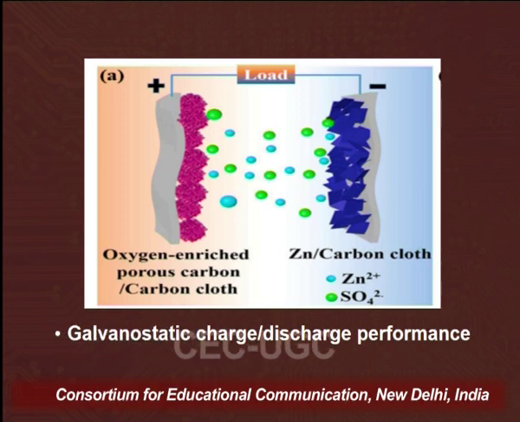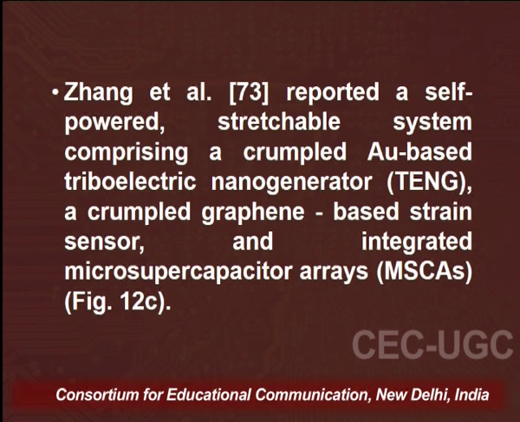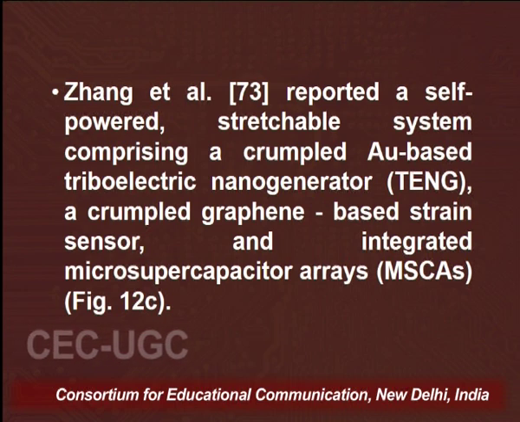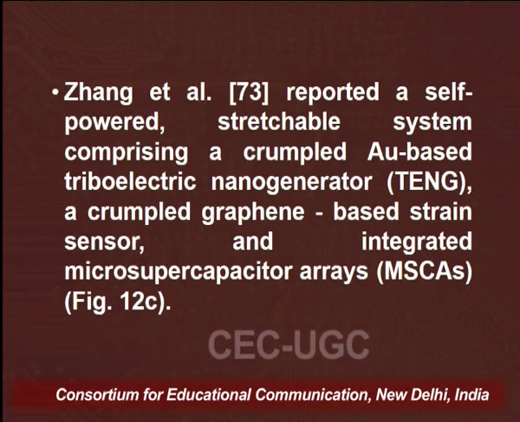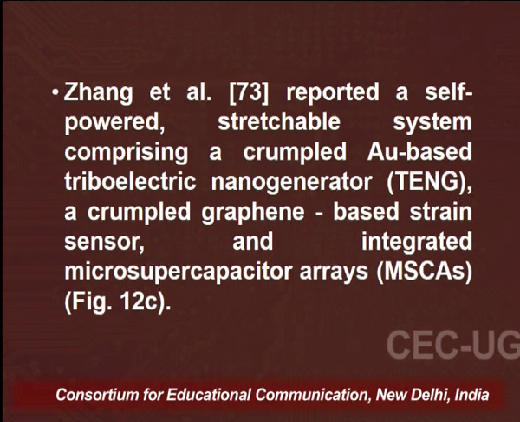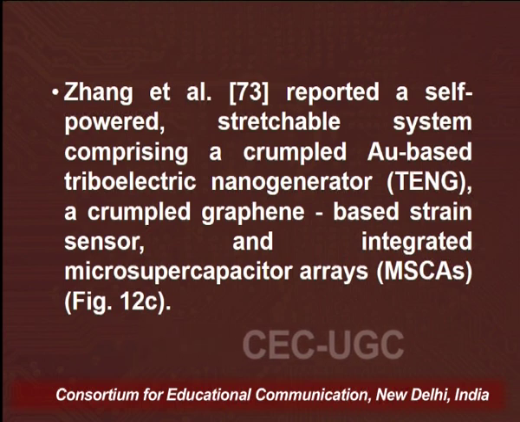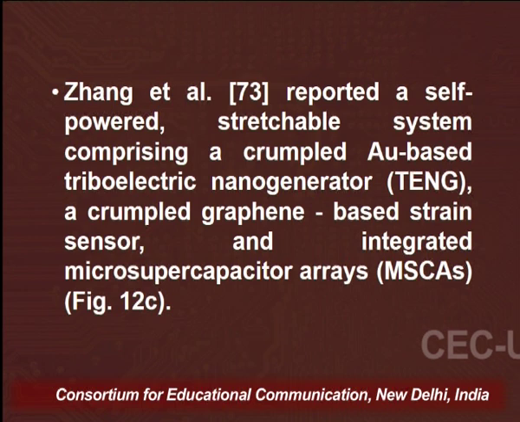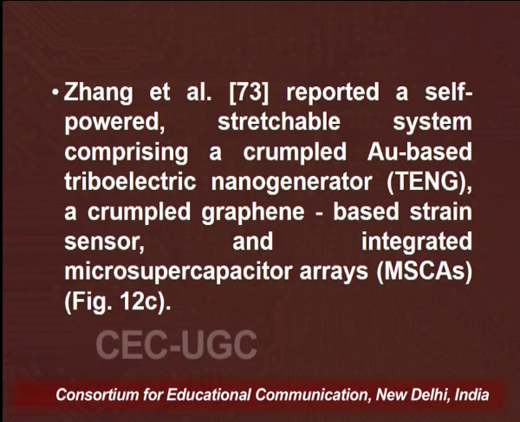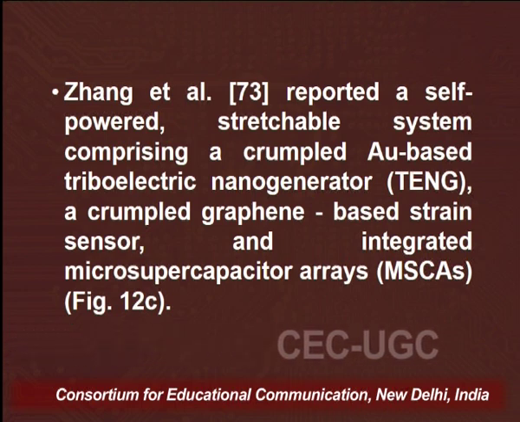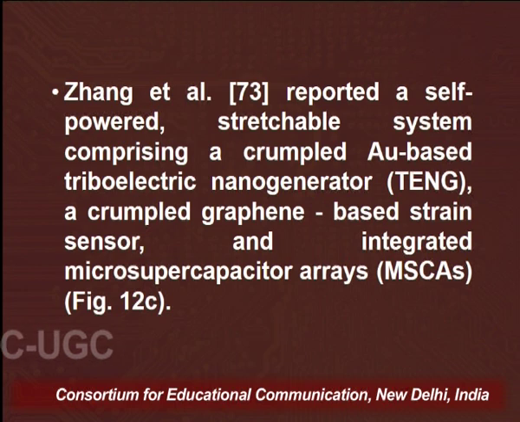So this is how we can get faster charging. Again, the group reported a self-powered stretchable system comprising a crumpled gold based triboelectric nanogenerator, that is TENG, and stretchable graphene based strain sensors, integrated with a micro supercapacitor array, that is MSCA. So it is another type where we have a self-powered stretchable system.